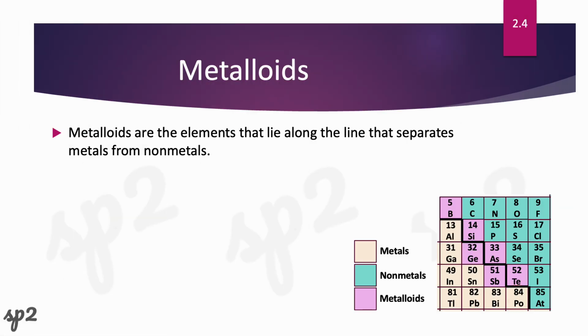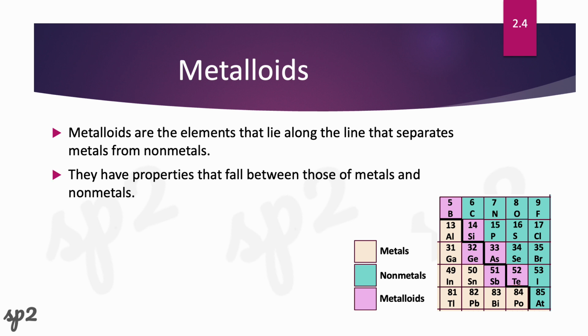Now, metalloids are really interesting species. These are the elements that lie along the line that separates the metals from the nonmetals. They may have some properties that fall between those of the metals and nonmetals. I have them all color coded for you here. So I have boron, silicon, germanium, arsenic, antimony, and tellurium as well. These are just the names for these metalloids.